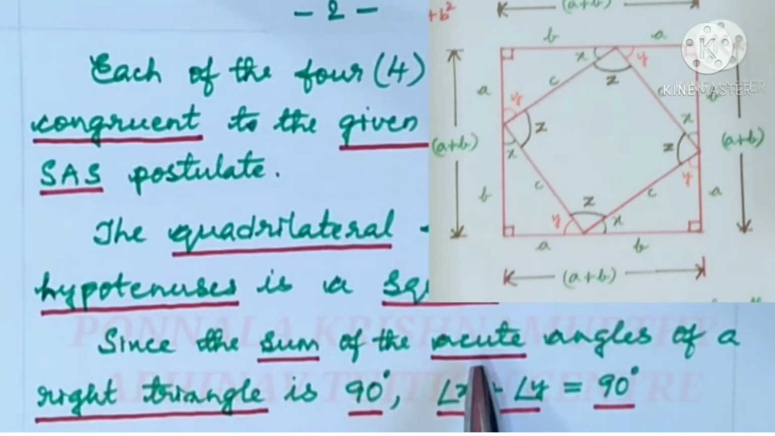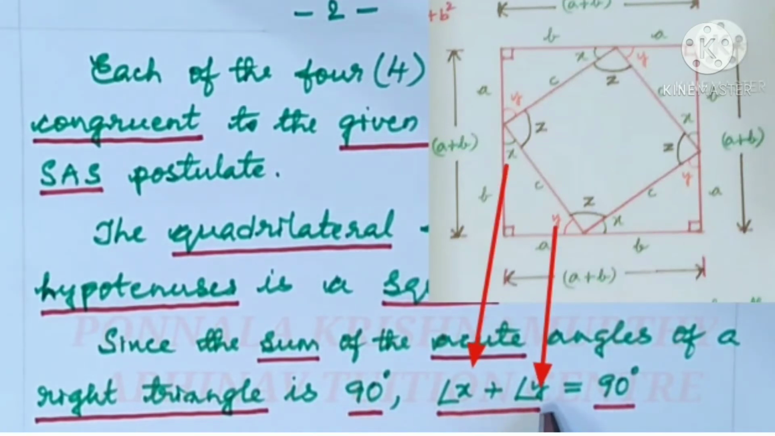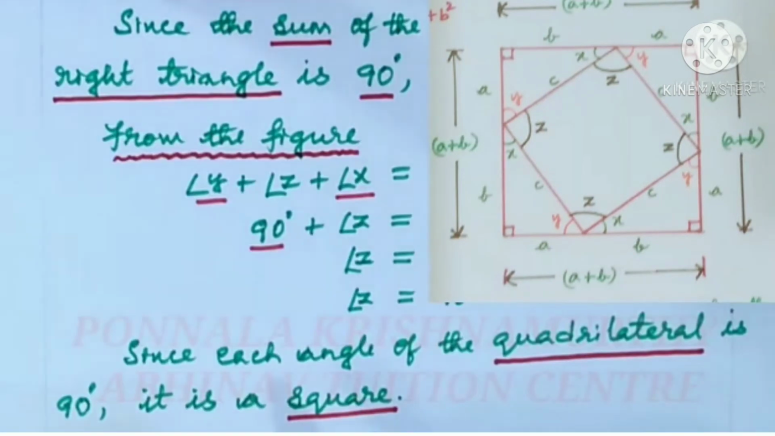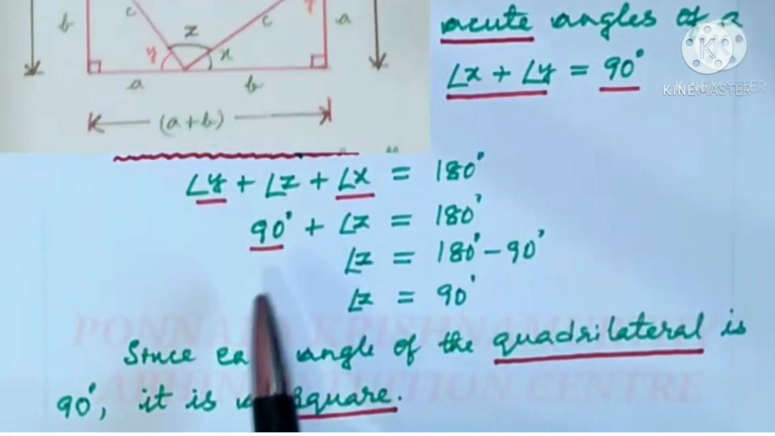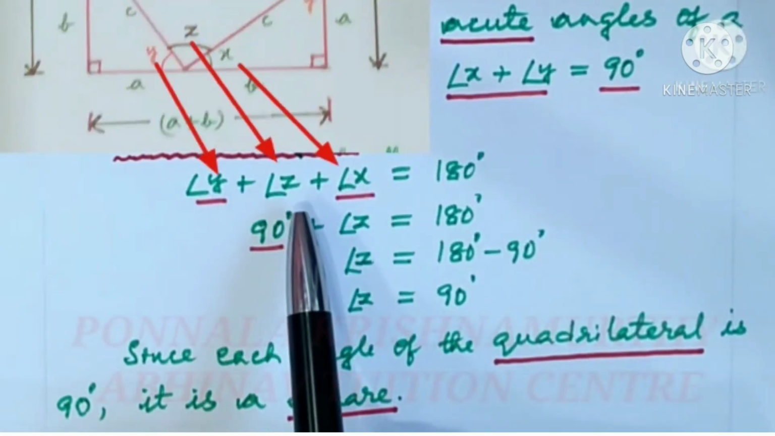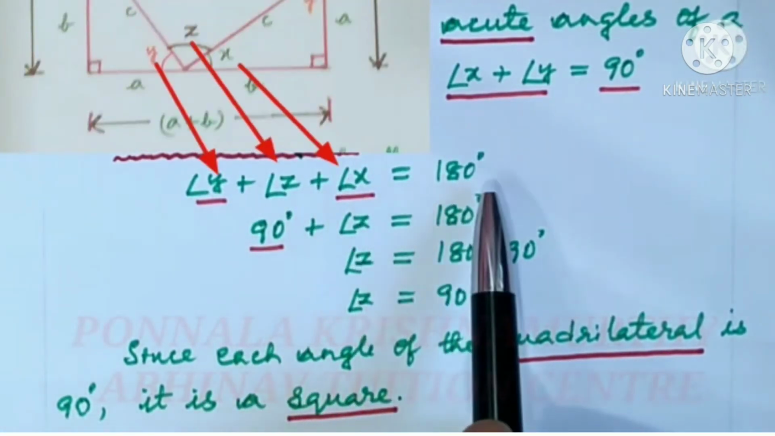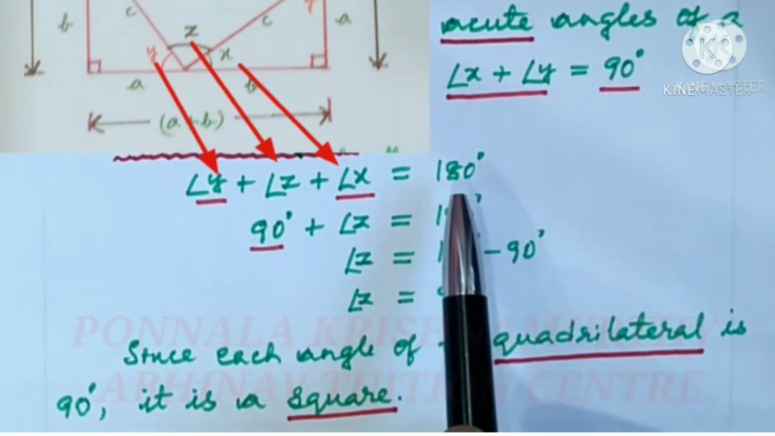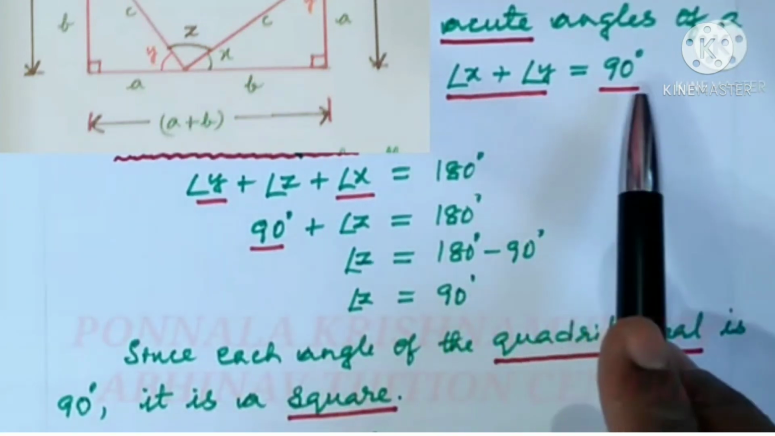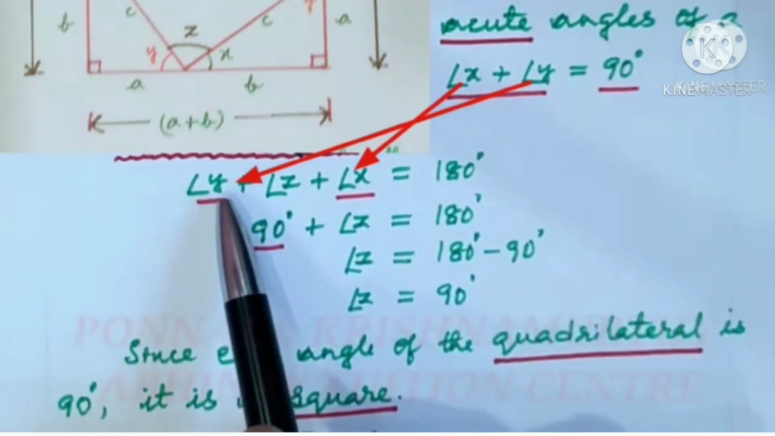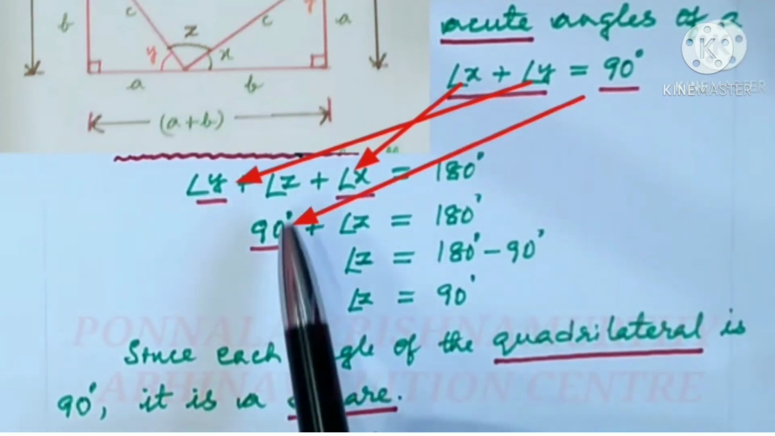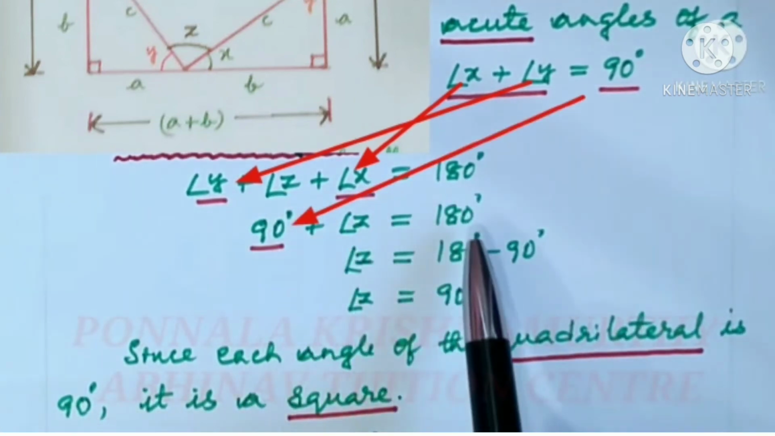Since the sum of the acute angles of a right triangle is 90 degrees, angle X plus angle Y is equal to 90 degrees. From the figure, angle Y plus angle Z plus angle X is equal to 180 degrees. Here, angle X plus angle Y is equal to 90 degrees. So the sum of these two is 90 degrees, and this angle Z here makes it equal to 180 degrees.